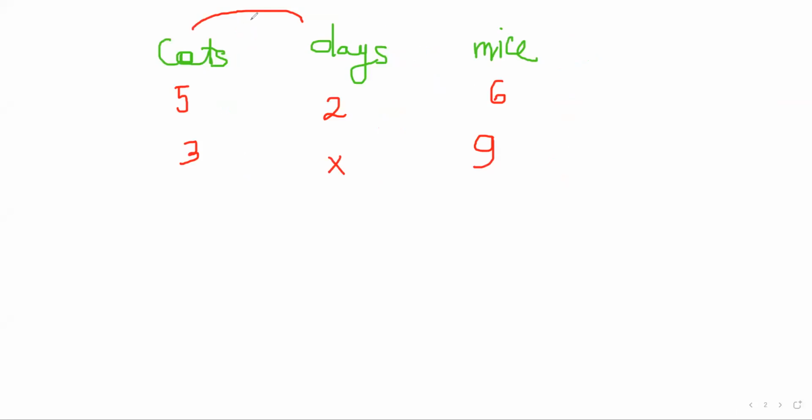So what do you think? For this purpose, let's judge like this. Let's suppose we increase the number of cats. Then obviously, if the number of cats increases, the time spent for catching mice will decrease because more cats means fewer days. So in this case, there is an indirect relationship between cats and days.